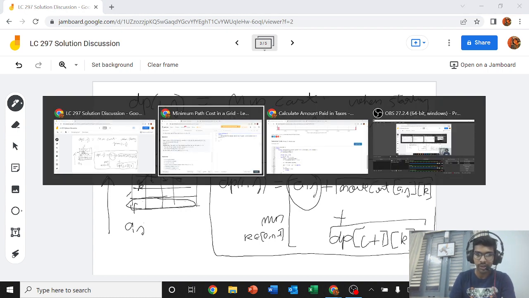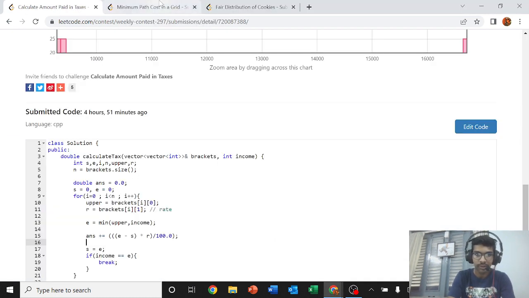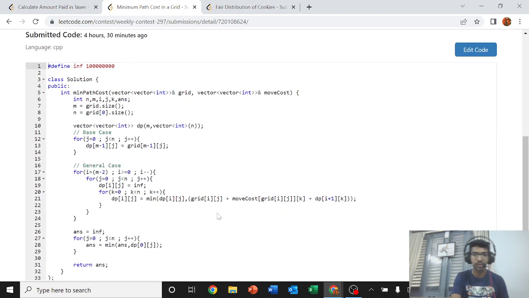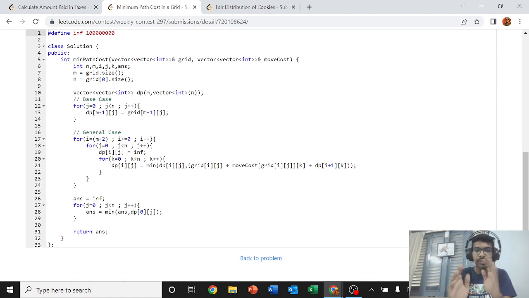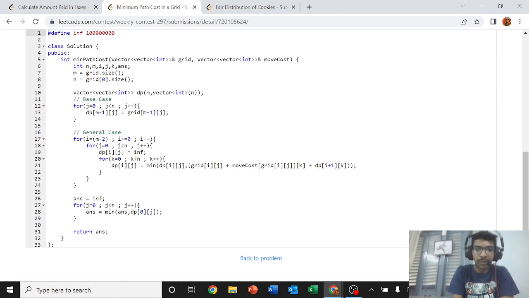I will quickly walk through the code so that the implementation also becomes clear. It's just what I said. Base case is that we are at the m minus 1 row, where we only consider the grid cost because we can't move further down from there, right? But in the general case, the rows above that, we have to consider the grid cost as well as the moving cost.